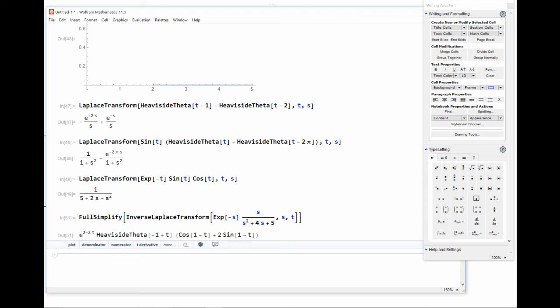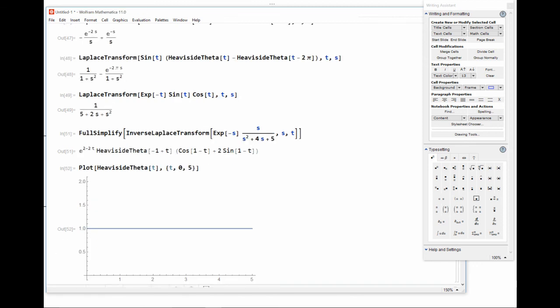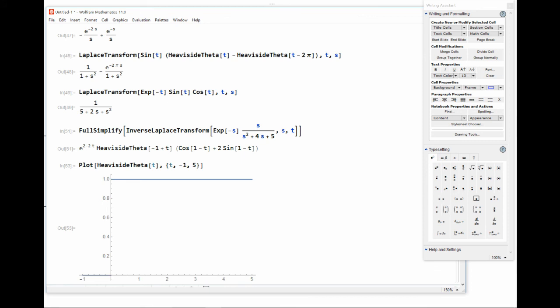So let's look at the functions that I suggested we look at. The first one is the function f of t that turns on at t equals 0, so it's a Heaviside function. It's going to turn on at 1, then it has to shift to -1. Let's try that. Plot from -1 to 5. So this is the function that jumps from 0 to 1 at 0.